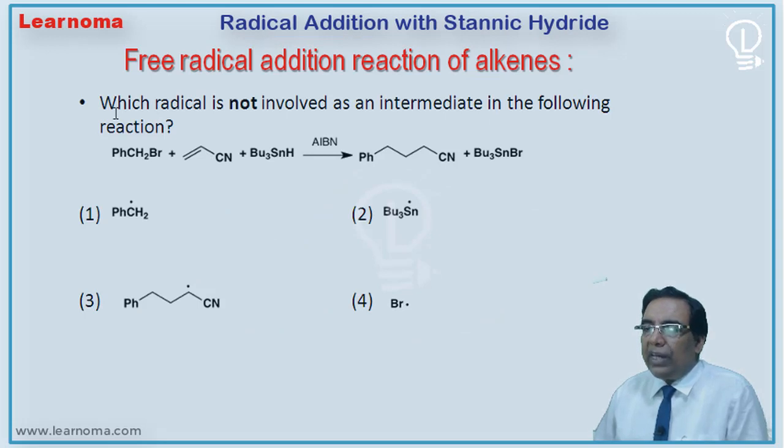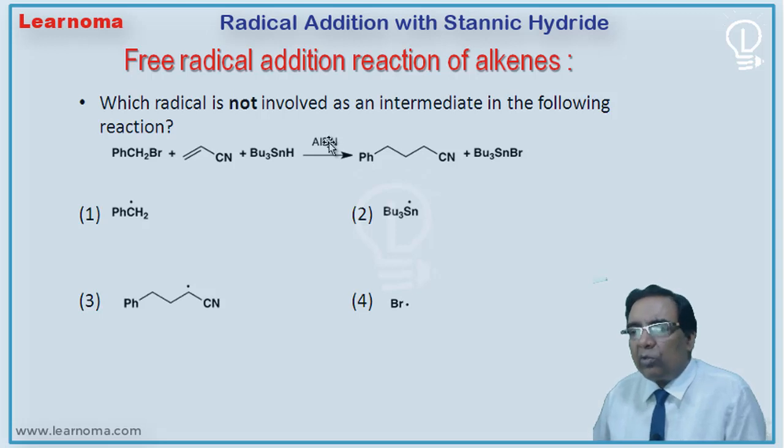See, here is the question. Which radical is not involved as an intermediate in the following reaction? See this. Which radical is not involved as an intermediate in the following reaction? PhCH2Br plus acrylonitrile plus Bu3SnH. Here AIBN, azo-isobutyronitrile, is used as a radical initiator in place of any other peroxy radical, and this is your product plus Bu3SnBr. Just see which is not being formed.